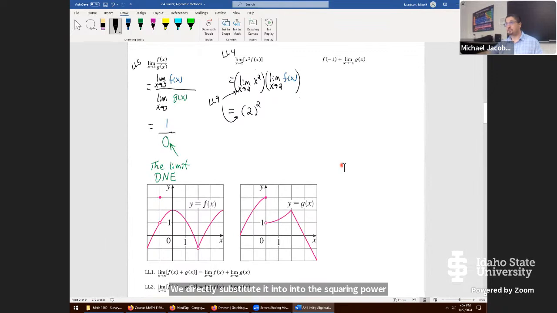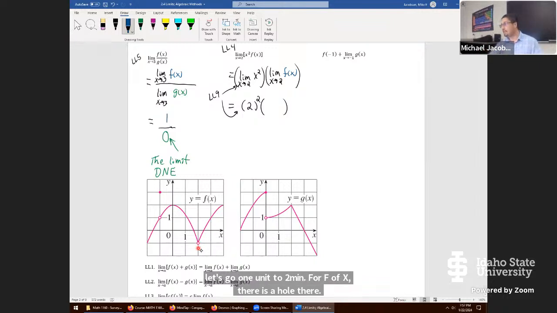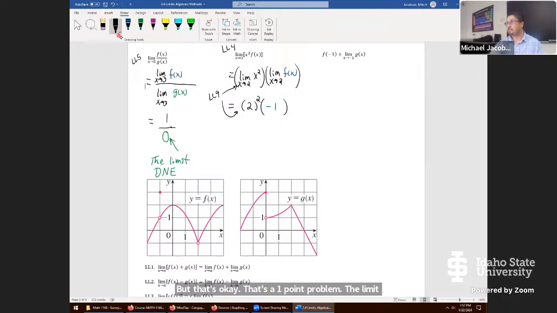Definitely looks weird, but continuity is actually pretty great since really nothing magical happens. You just drop in the number. We'll be abusing continuity a ton in the upcoming problems to do limits as fast as possible. So that's one down. Last one we need is limit as x tends towards 2 for f of x. So let's go 1 unit, 2 units. For f of x, there is a hole there, but that's okay. That's a 1-point problem. The limit still exists, and it would be equal to -1.